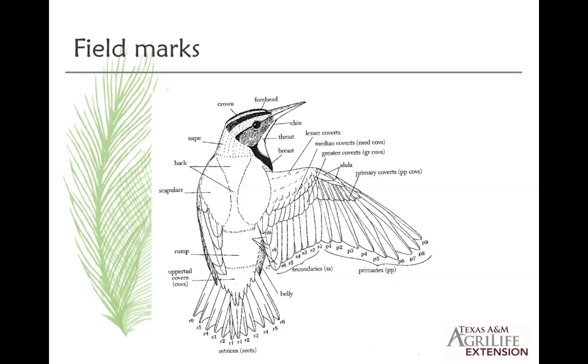Here's a diagram of the feather tract. P1 is going to be the start of the primaries. Most birds are going to have 9 or 10 depending on the species. Secondaries count from the middle toward the body. So here we have S1 through S9. The last 3, so 7, 8, and 9, are called tertial feathers, but are also considered secondary feathers.